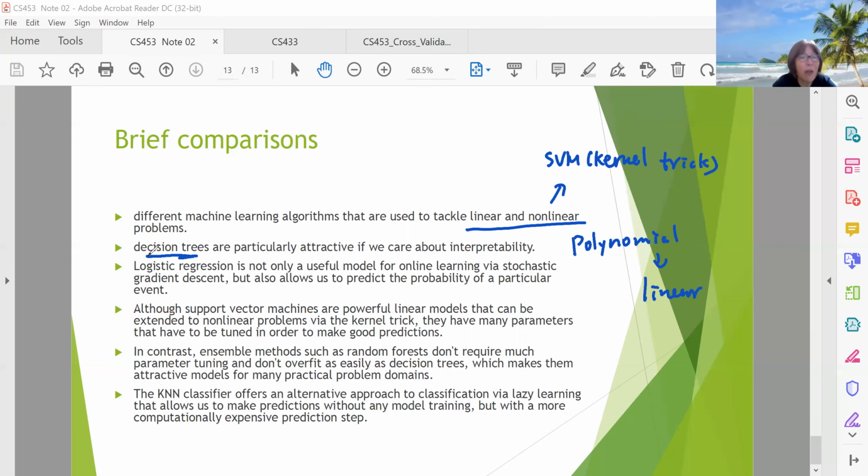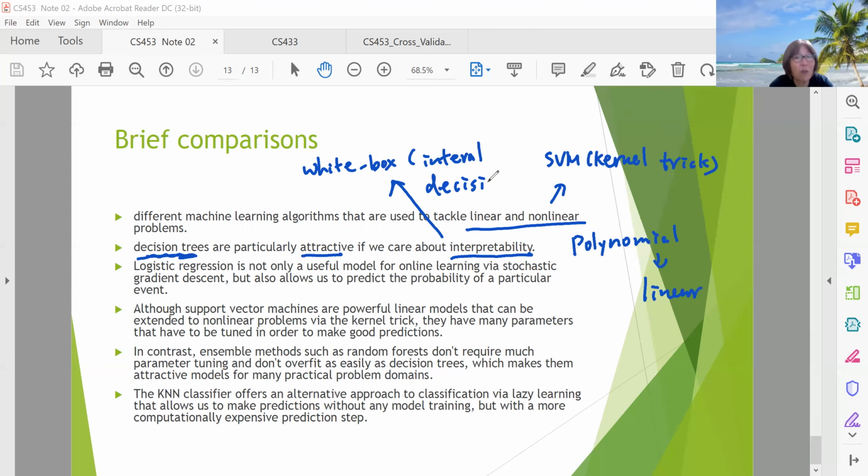And the decision tree. If you want to use a decision tree, what's attractive is its interpretability. It's a white box. We can see quite a lot of the internal decisions. Unlike the others, where we only know the end result and cannot see the internals, how the learning functions. But with a decision tree, we can know the internals.